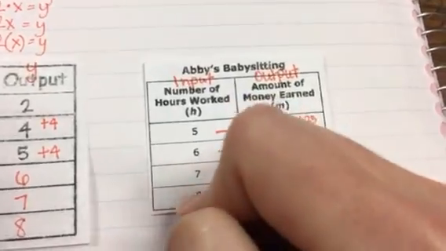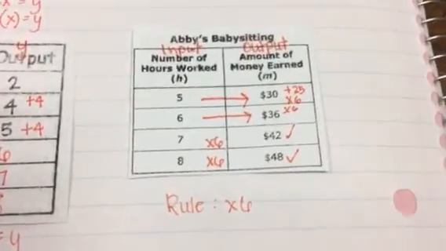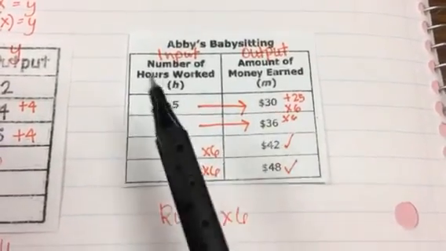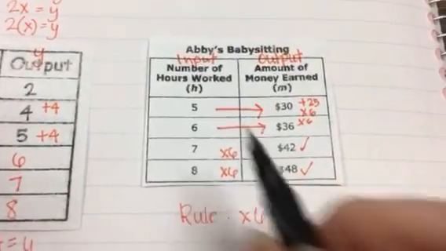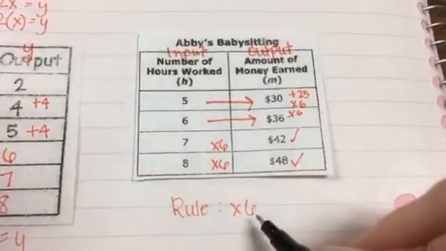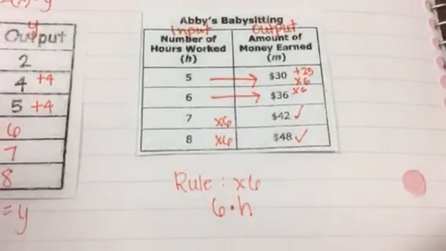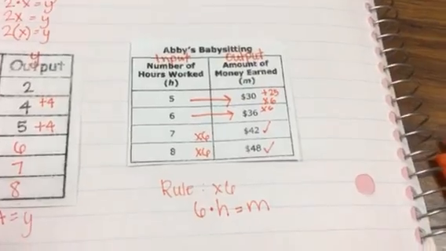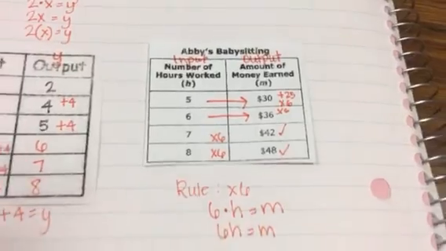So obviously what I'm doing here is I am multiplying by 6, but I can't just say multiply by 6. I have to write it out as a rule. And I can't use X's and Y's this time because we don't have X's and we don't have Y's. We have H's and M's. So this means that for every hour that Abby works, she's getting $6. So that means we do 6 times the number of hours that she worked, and that gives me the amount of money that she's going to make. You could write it with the 6 coefficient and the M beside it.